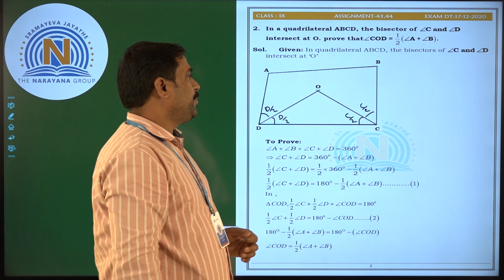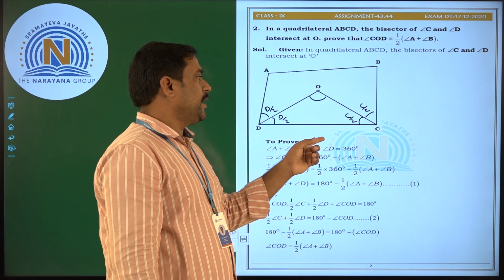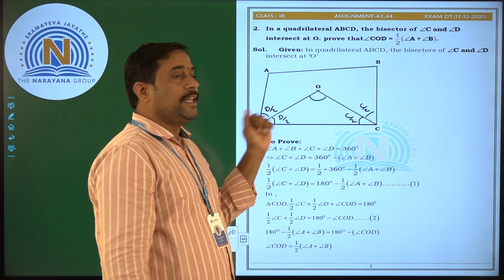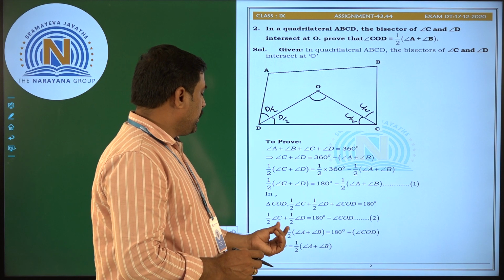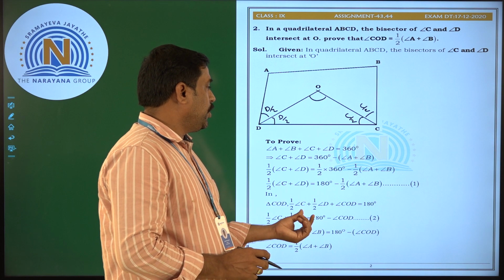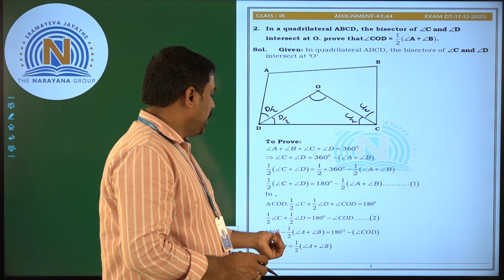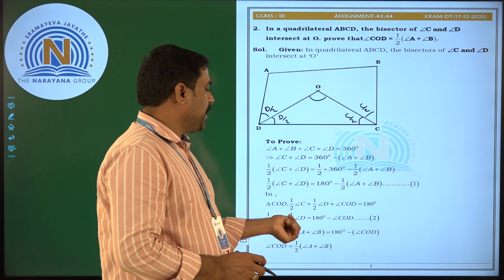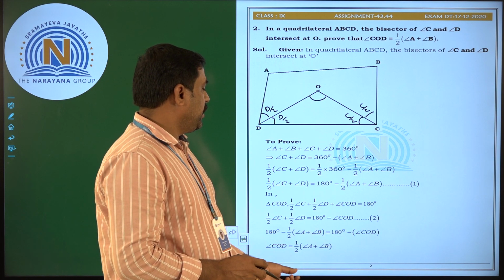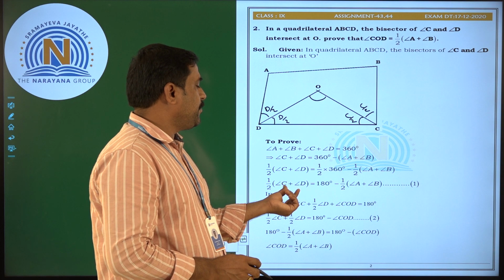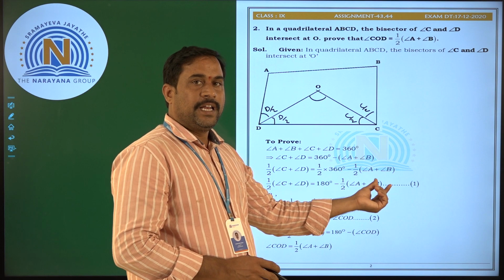And in triangle COD, angle COD plus angle C by 2 plus angle D by 2, that addition is going to be 180 degrees. So I can write that 1 by 2 of C plus 1 by 2 of D is equal to 180 minus angle COD. But 1 by 2 of angle C plus angle D is equal to, as we already proved in the equation, 180 minus 1 by 2 of angle A plus angle B.